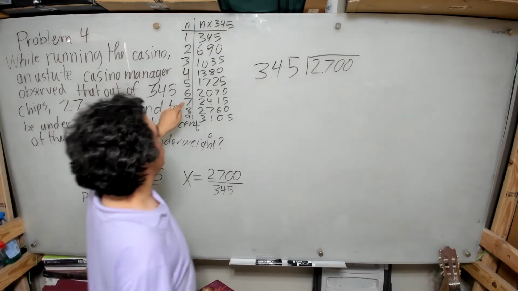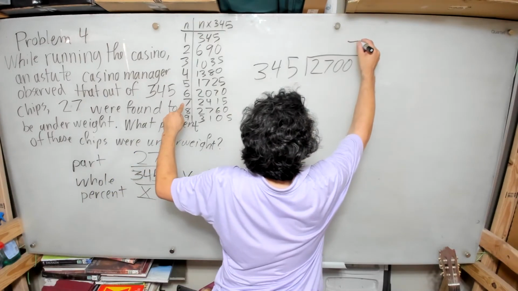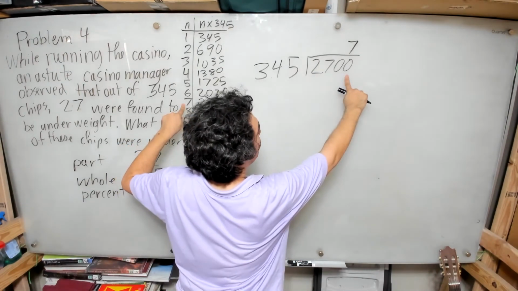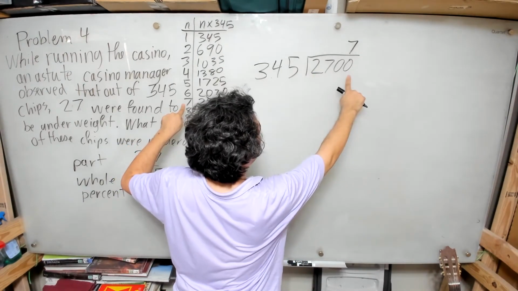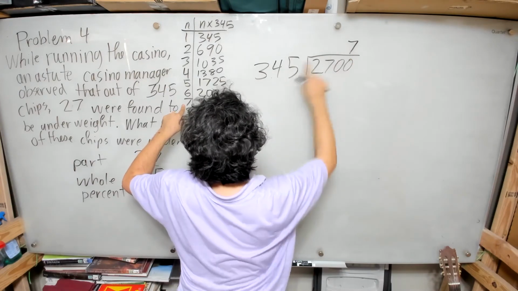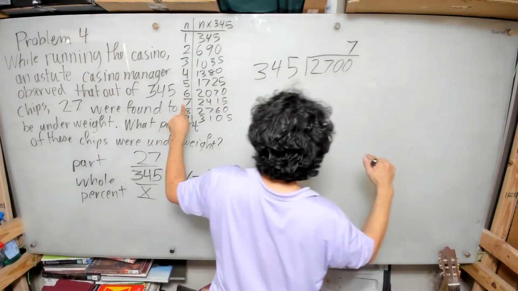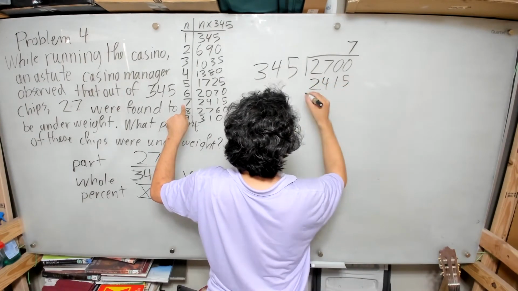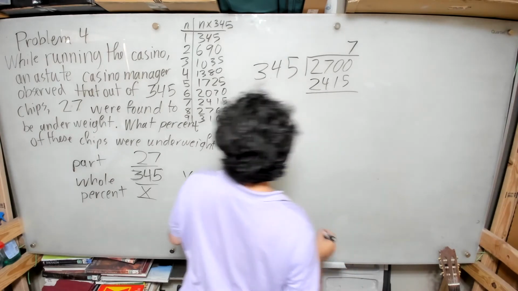7 times. I put the digit over the number that I'm putting it inside of. I'm putting it inside of 2700, so I'm putting it at the end of that digit. Okay. Now 7 times 345. Because we did our table, we know that that's 2415.